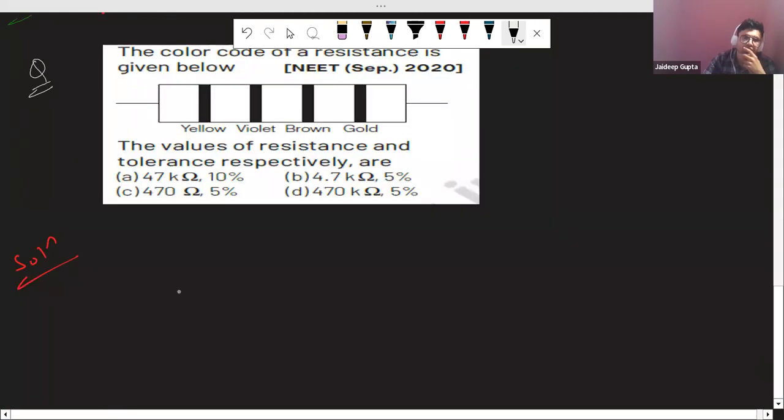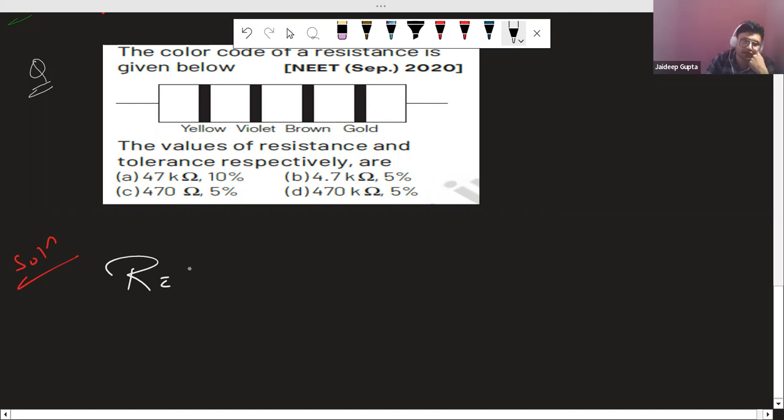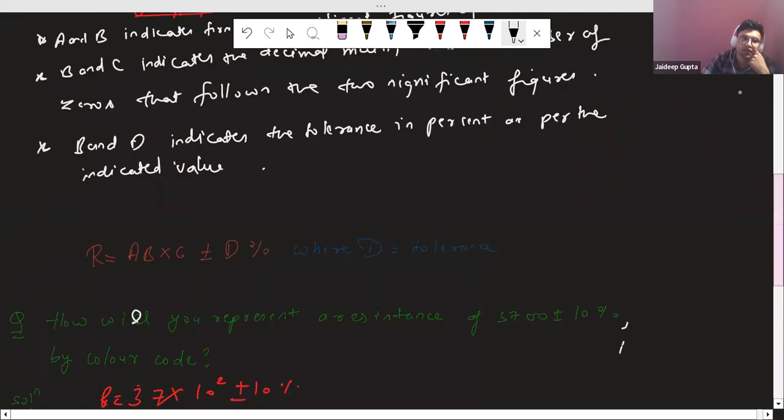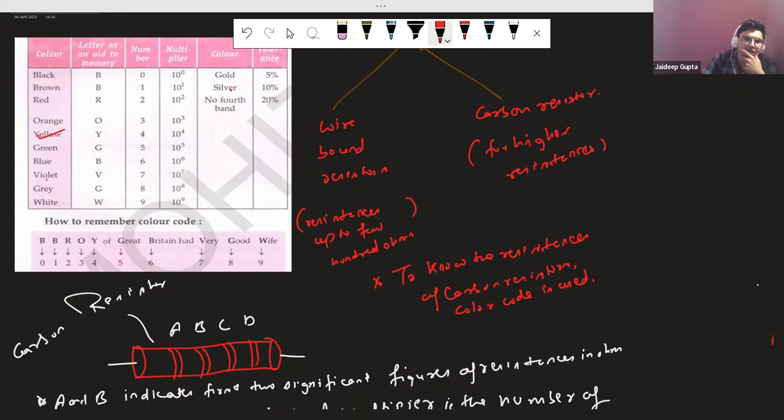This is the question. Yellow. So what is yellow? Yellow represents which color? Yes, Farhad, correct. The colors are yellow, violet, brown, and gold. So yellow is 4, then violet is 7, then brown is 10 raised to power 1. So the resistance will be 47 times 10 raised to power 1. This is resistance 470.